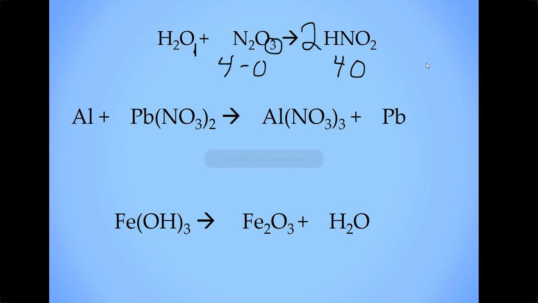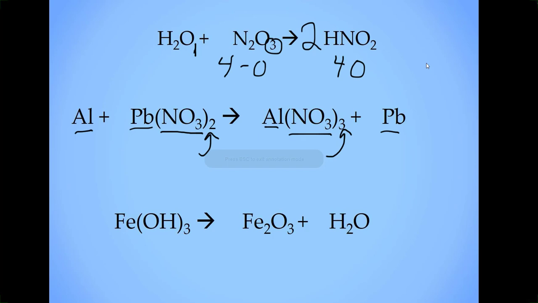Let's look at the next one. So more aluminum. It looks like I have 1 aluminum on each side. So that looks okay. My lead looks okay. And let's look at our nitrate. So notice this polyatomic ion stays together. So let's look and see how many we have. We have 2 nitrate on this side and 3 nitrate on this side.